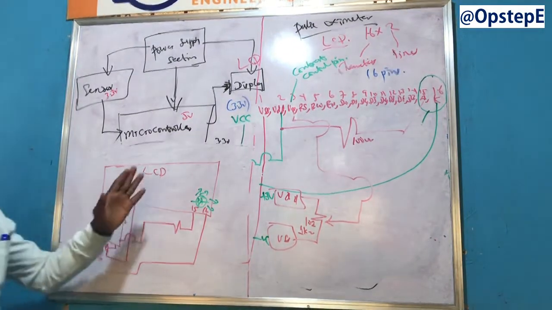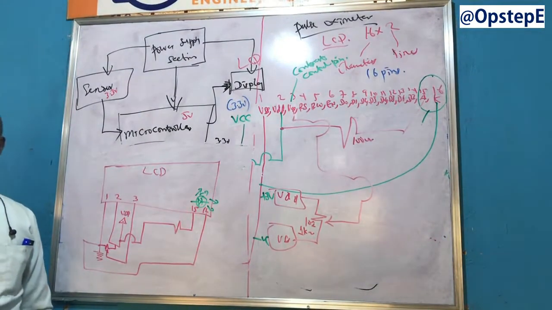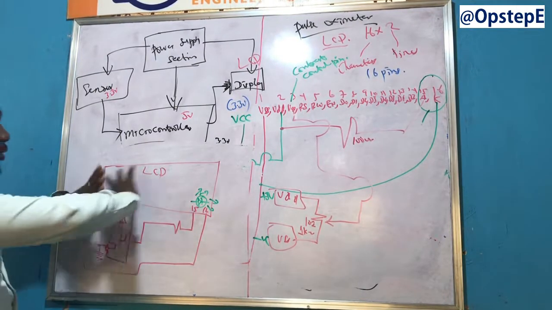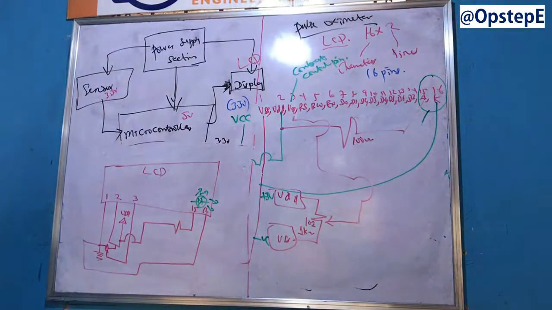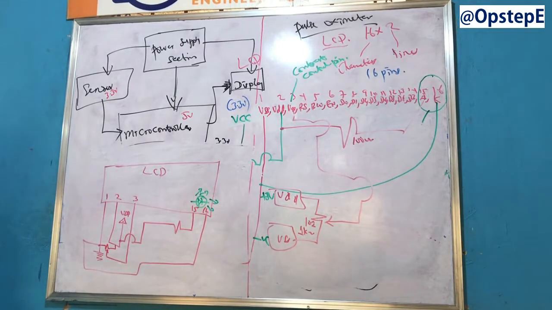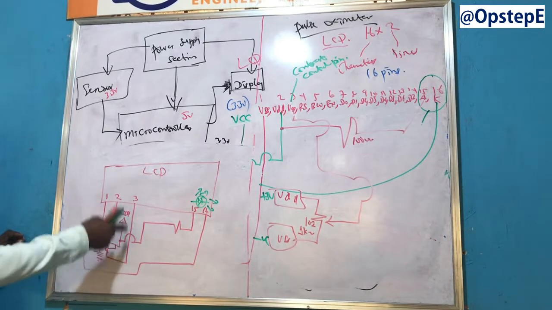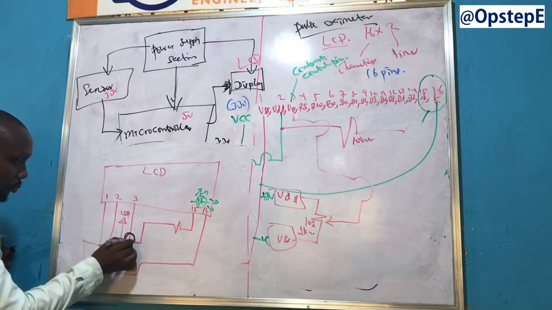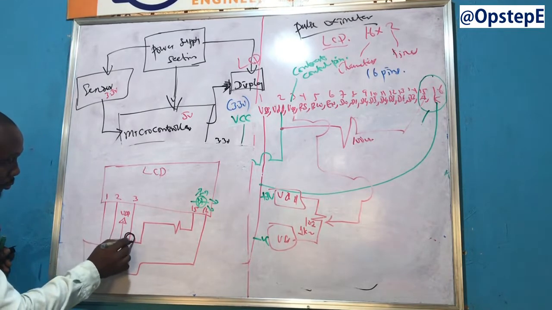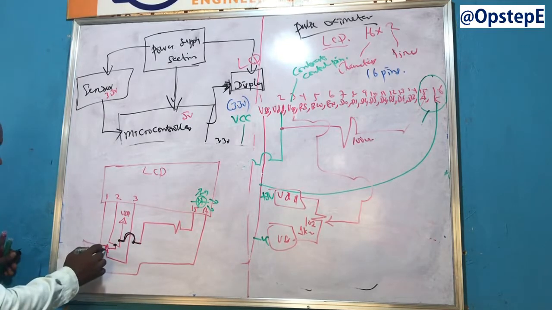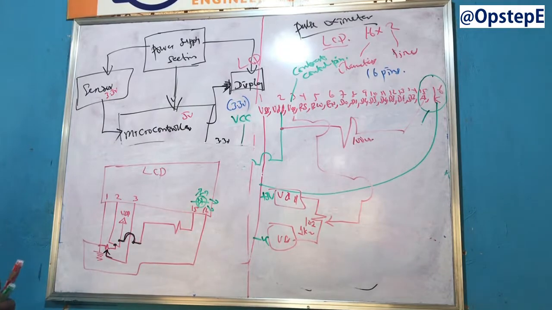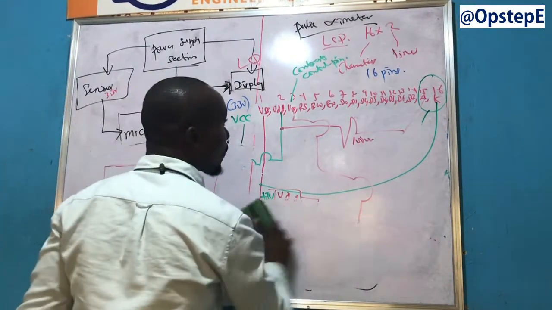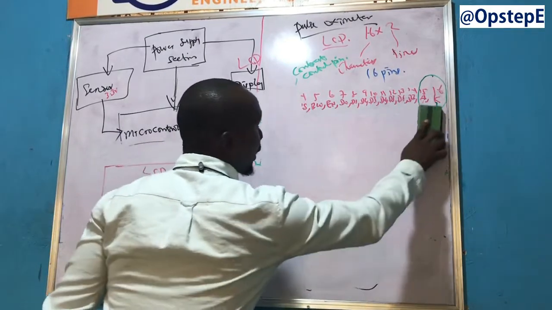So we are taking out 1, 2, 3, 15, and 16. And that's when you understand that these pins do not have anything to do with the microcontroller. They are basically around the power section. So I can take out my pin 1, my pin 2, my pin 3. I can take out my pin 15 and 16.